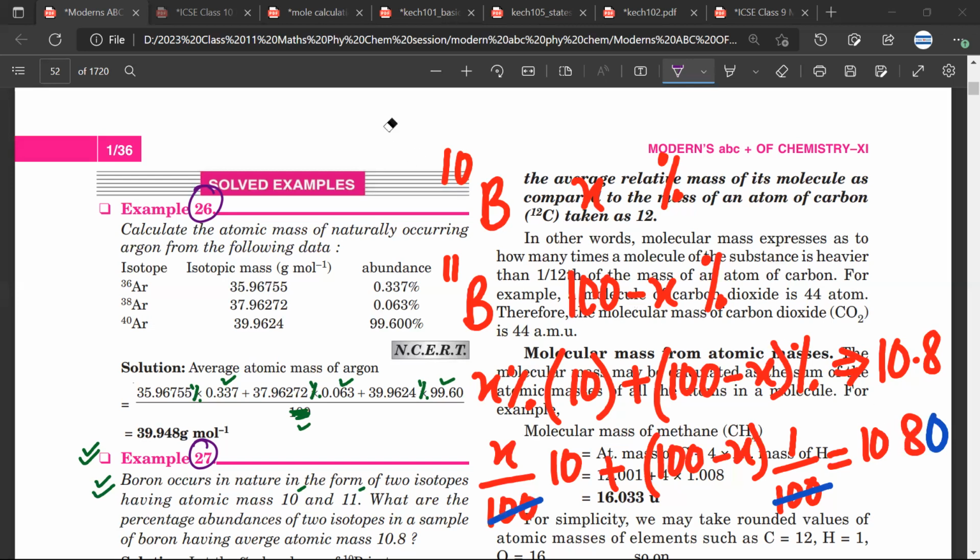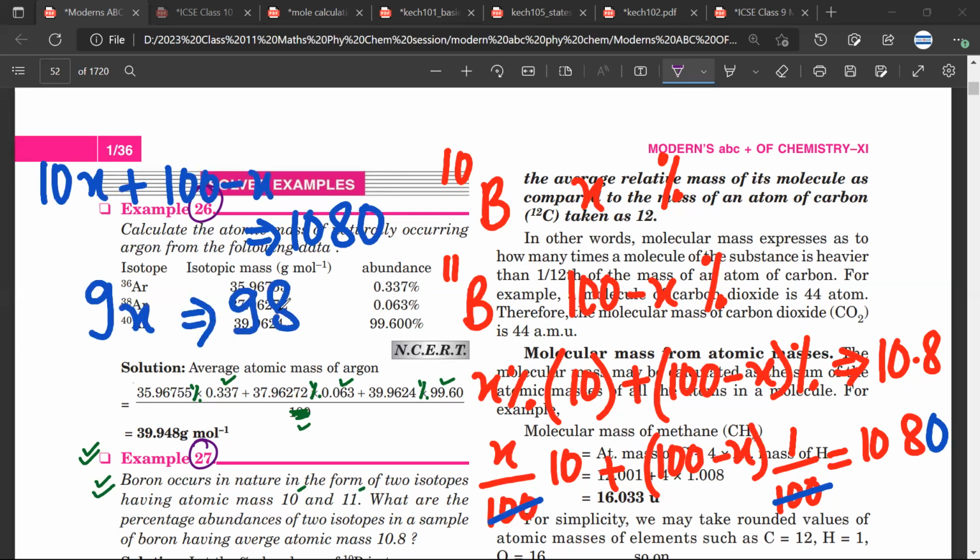Fine. So this would be 10x plus 100 minus x is equal to 1080. So 9x would be 980, and have I made a mistake somewhere? I think so. You missed out 11. I can't see that written anywhere. 1080 minus 100. Oh, yeah. Yes. So, yes, you are right.